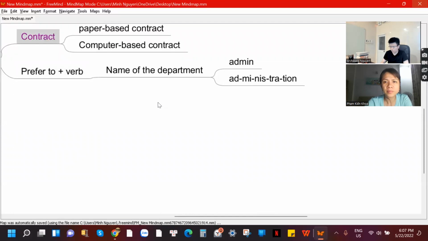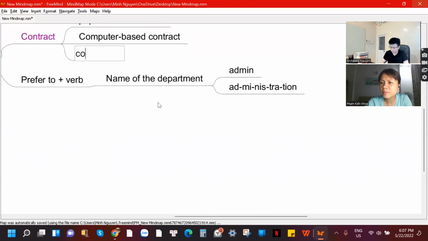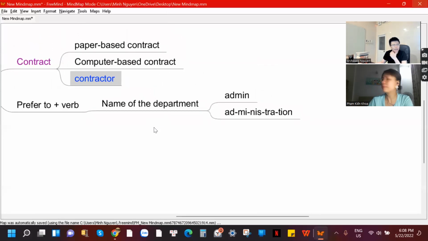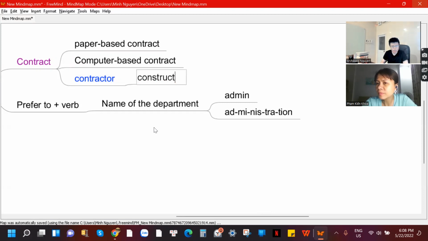Okay, so right here, first we have the word contract. Second, we have the word contractor. Contract and contractor. So here, contractor and contract are not connected to each other. If we work in a construction company, or if we work in the construction field, we are going to have the contractor.